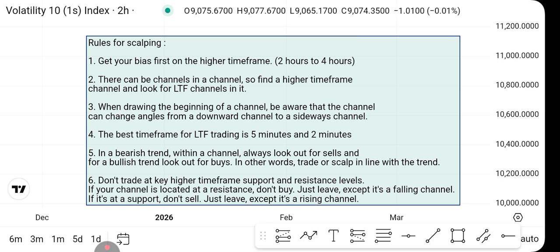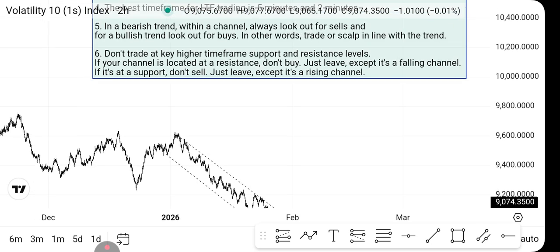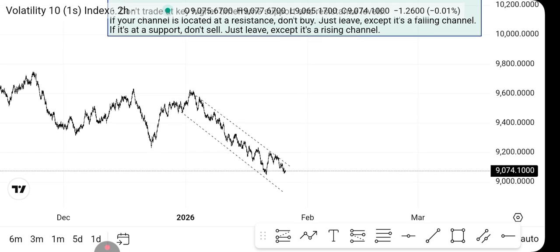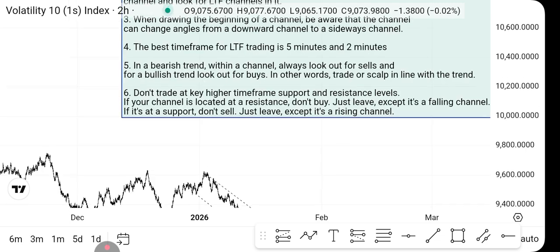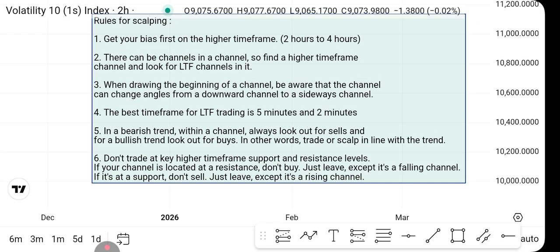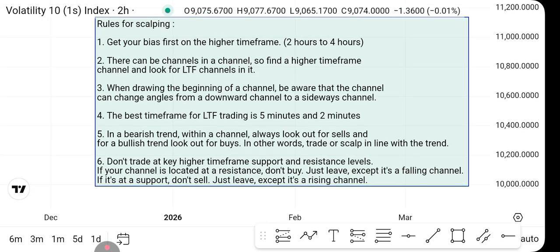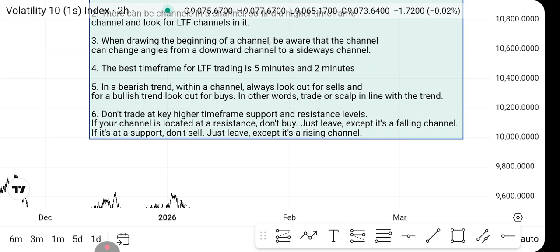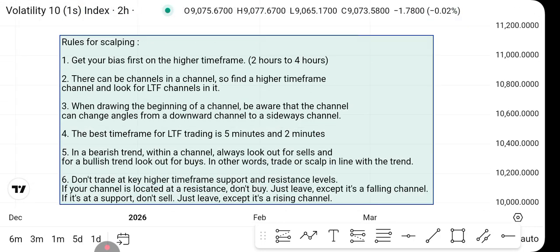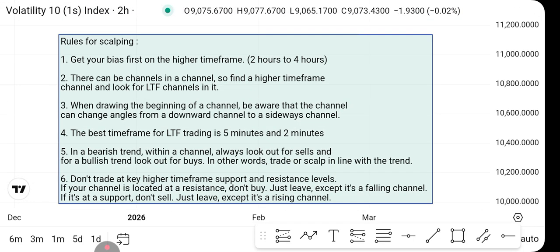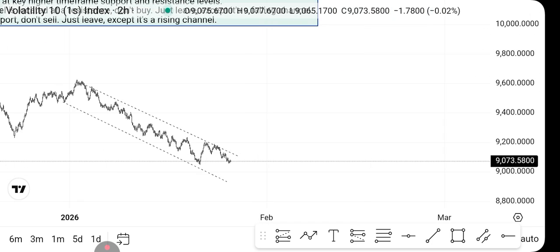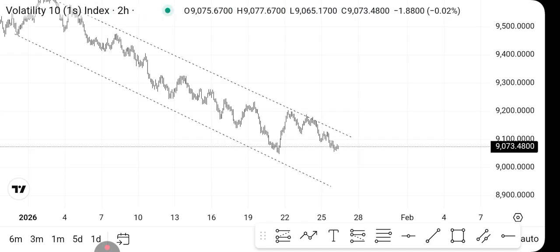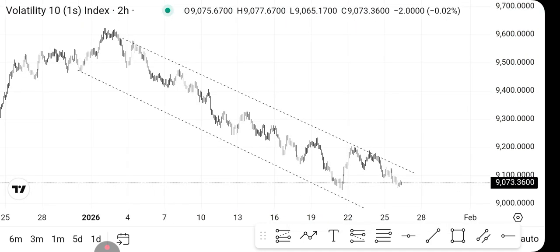So number one, let's get through it already. Get your bias first on the higher time frame. I've already said you should go back to my recent or previous videos on directional bias and structure before coming to this, so that you would understand this. To check the direction of the market, you need to go to the high time frame, preferably 2 hours or 4 hours. That's easy, which I've done here already. I just do the trend line.